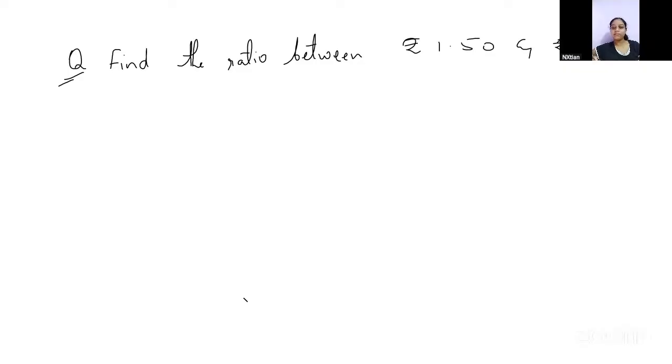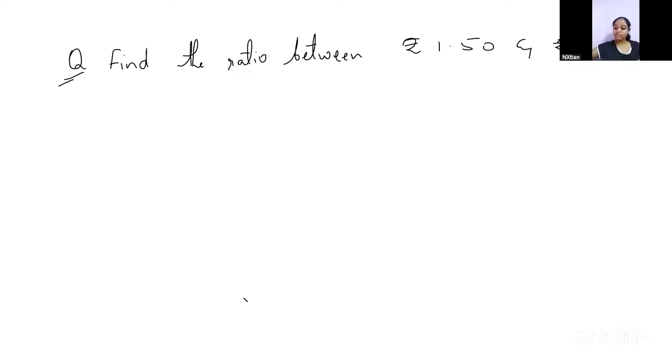You can multiply both the numbers by 100. Okay, this is one method to remove the decimal. I multiply both the numbers by 100 to remove the decimal.